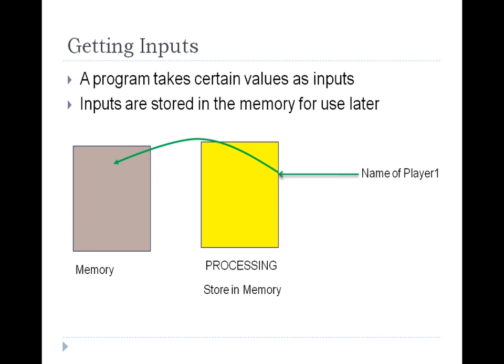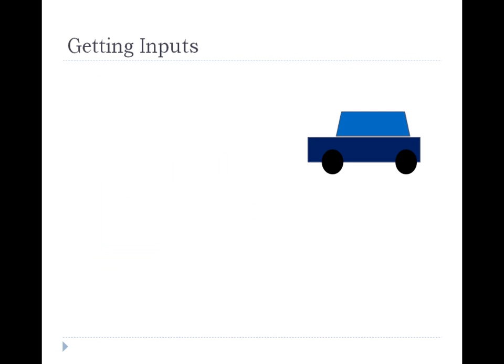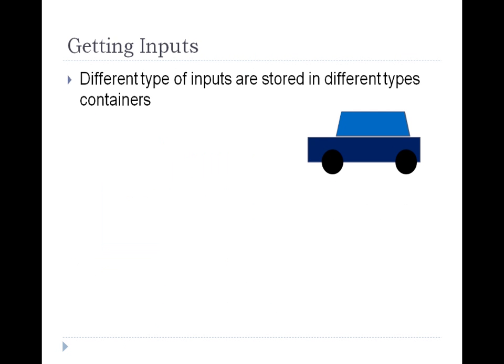The computer is going to do some processing, and the processing is going to result in the storage of the data in the memory in a certain format. Similarly, name of player 2 is also stored in the memory. Different types of inputs are stored in different types of containers.